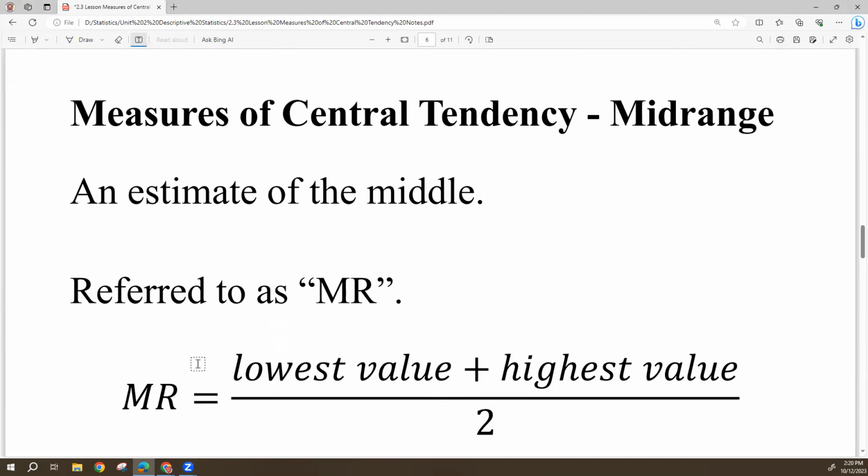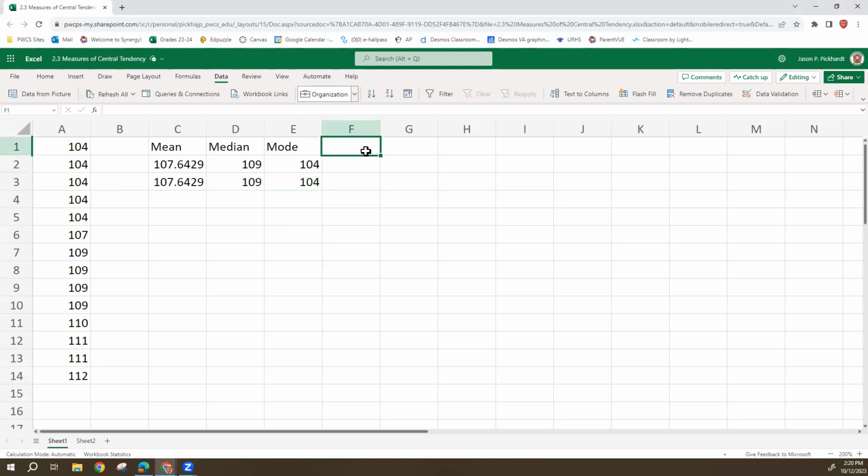One more that you may not have heard of before is the mid-range. This is an estimate of where the middle is. The median, we actually find the very middle of our data set. The mid-range is something that we can calculate easily. We don't have to organize the data. We just have to know the biggest and smallest value. If we add them together and divide by 2, that gives us the mid-range, which is an estimate of the middle of our data. So let's do that one as well.